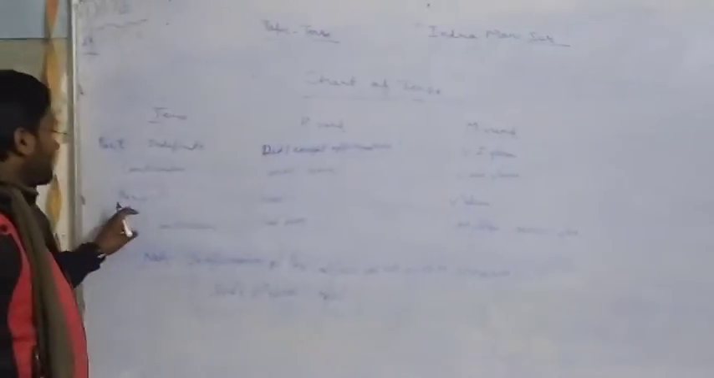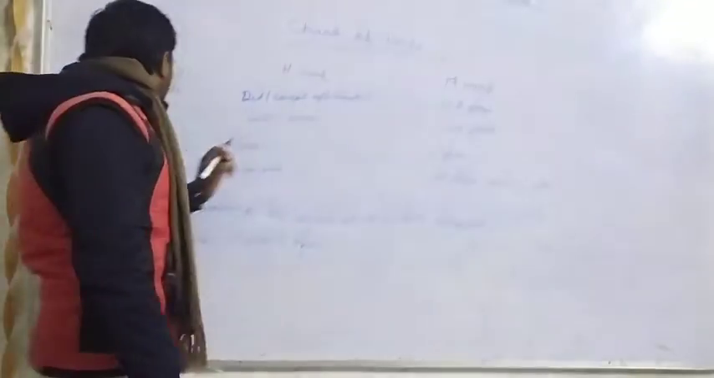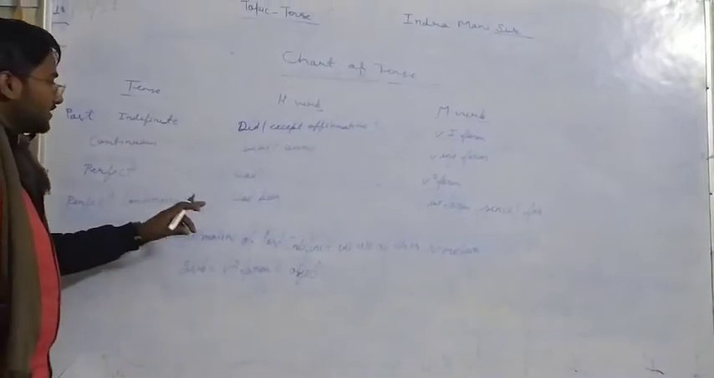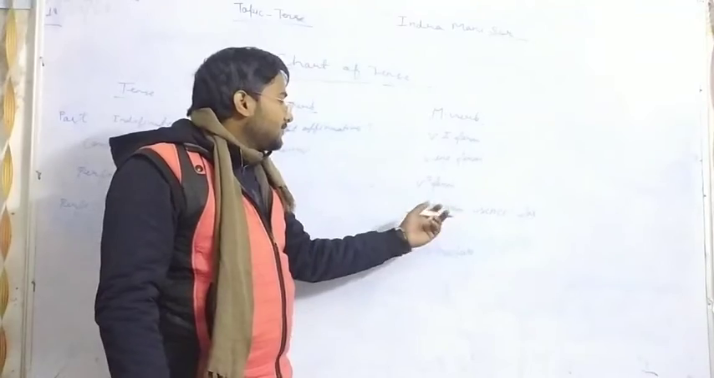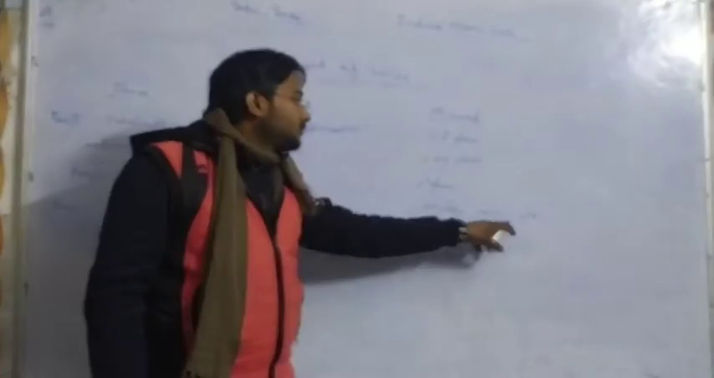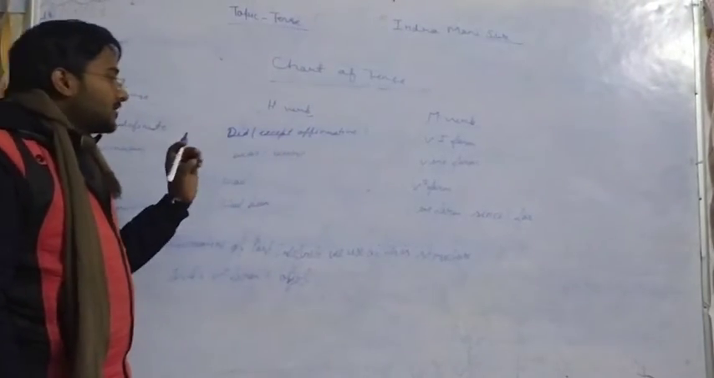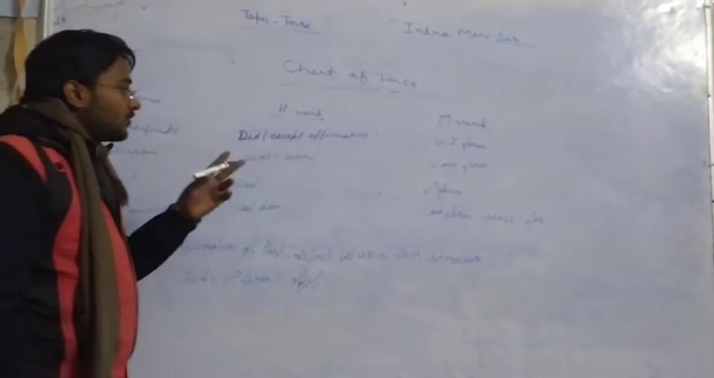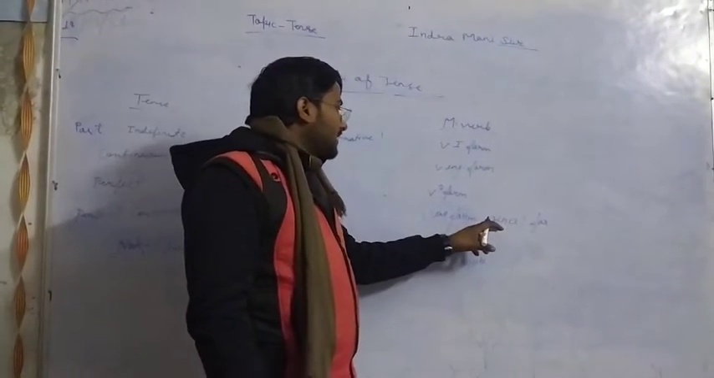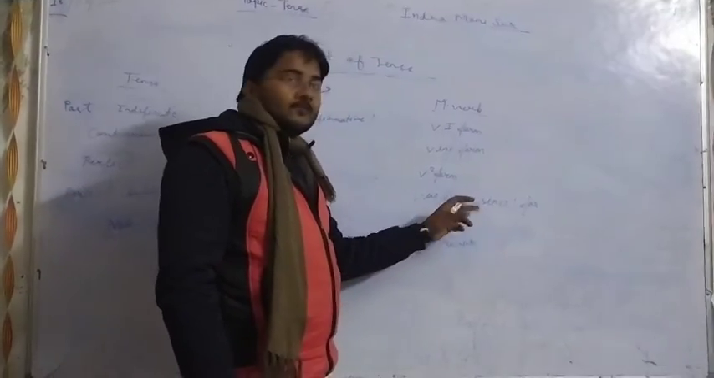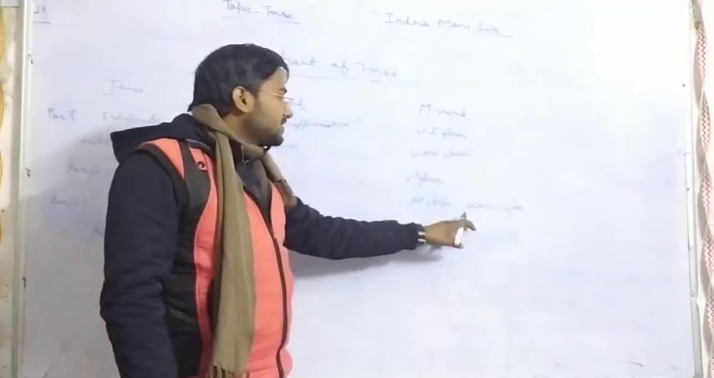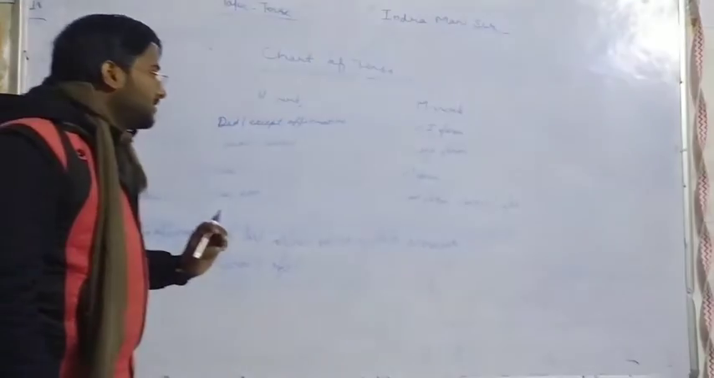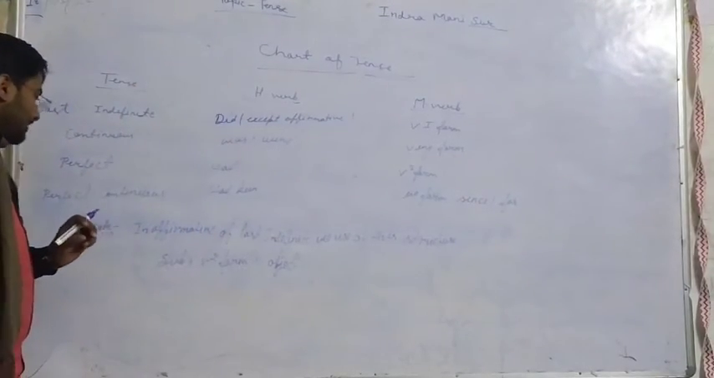And in past perfect tense we use helping verb... in present perfect continuous, for period of time we use for, and for point of time we use since. Means निश्चित समय के लिए since का यूज और अनिश्चित समय के लिए for का यूज करते हैं.